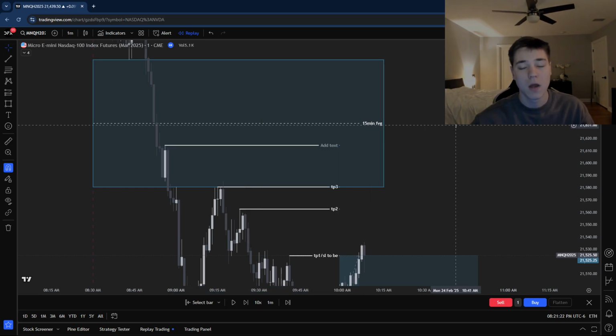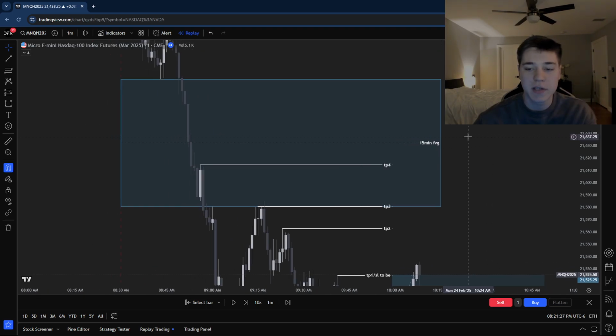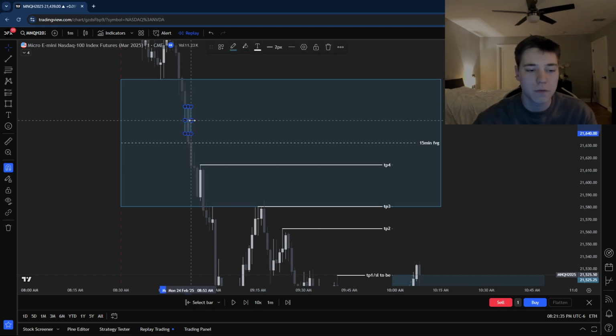Awesome. And then now what you're going to do is find another fair value gap. So in this case right here, we have this 15-minute fair value gap, but now on a lower time frame, I know that this is a 1-minute fair value gap. So this is going to be my final take profit right here.